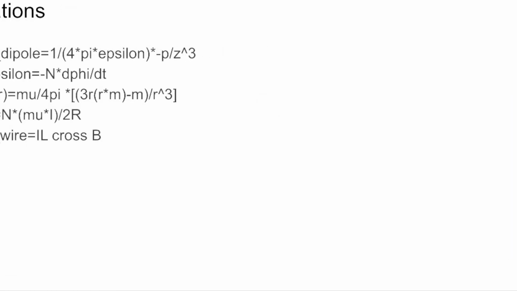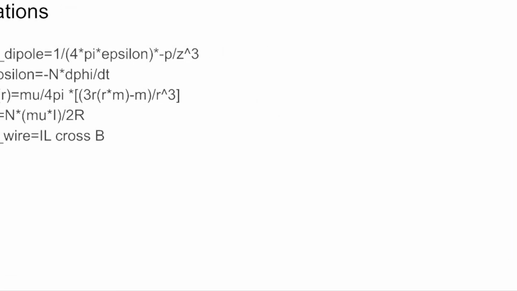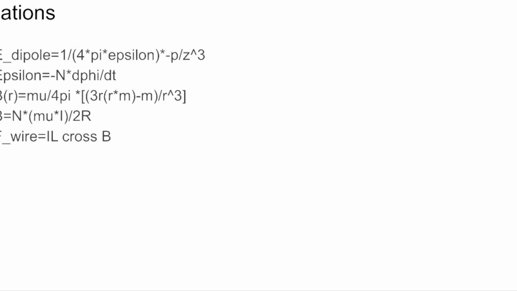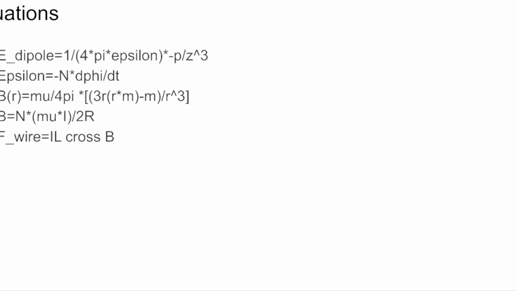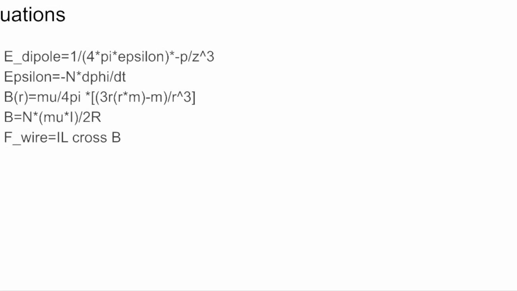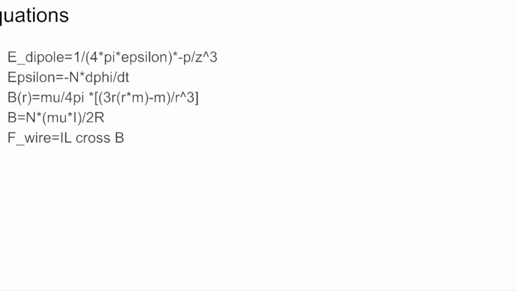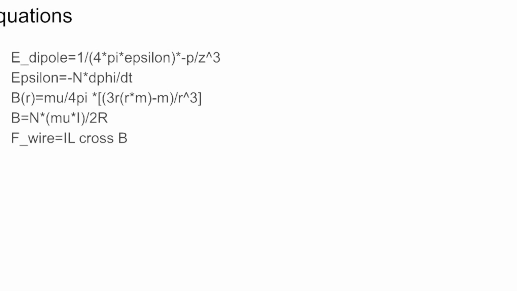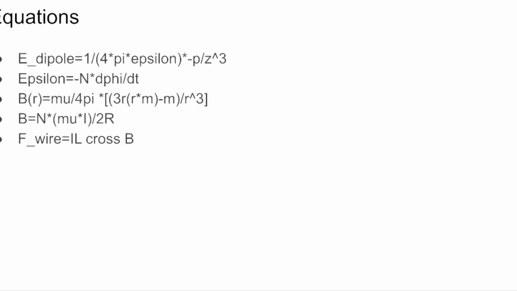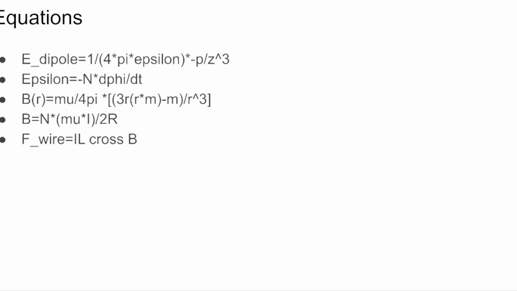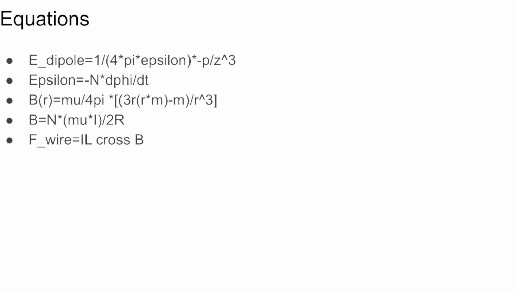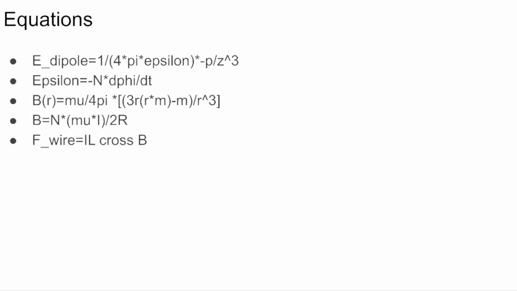Some equations used: the electric field of a dipole is 1 over 4 pi epsilon naught times negative p over z cubed, where z is a distance. Epsilon equals negative N times d phi dt. B with respect to r, which is a changing variable, is mu over 4 pi times (3r(r dot m) minus m), all divided by r cubed. Again, r is the distance.